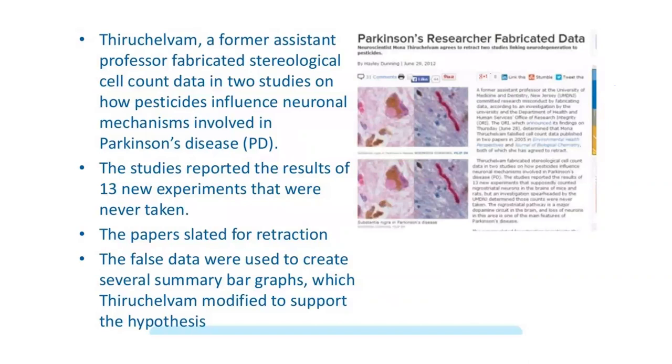Thiruchelam, the Sri Lankan scientist and former assistant professor, fabricated stereological cell counts in a study on the influence of a new pesticide on neural mechanisms involving Parkinson's disease. Here the pesticides studied are used in products on the market for agriculture. He claimed that this mechanism is one of the causes of Parkinson's disease, but this is a false result. The publication has already been cited. I cite this publication.